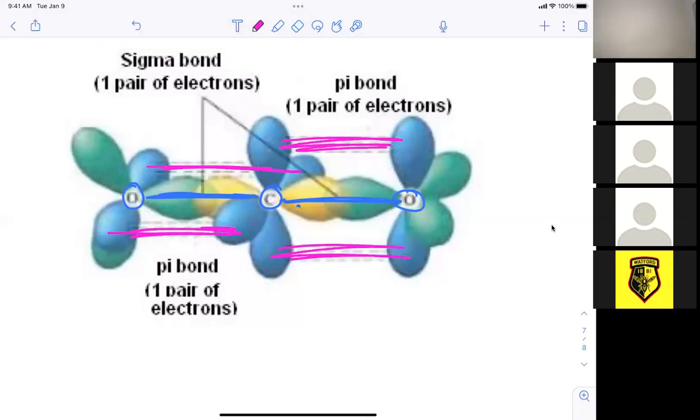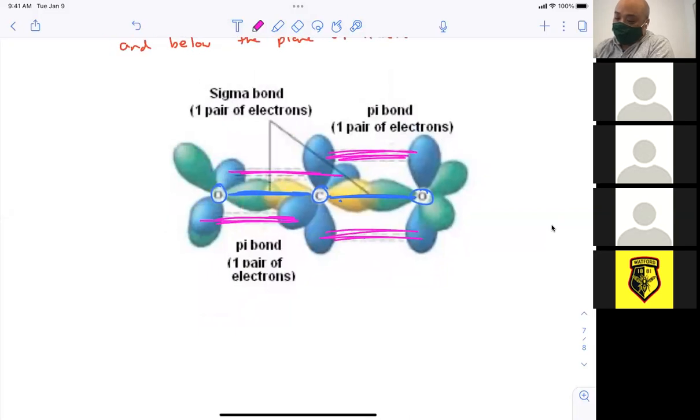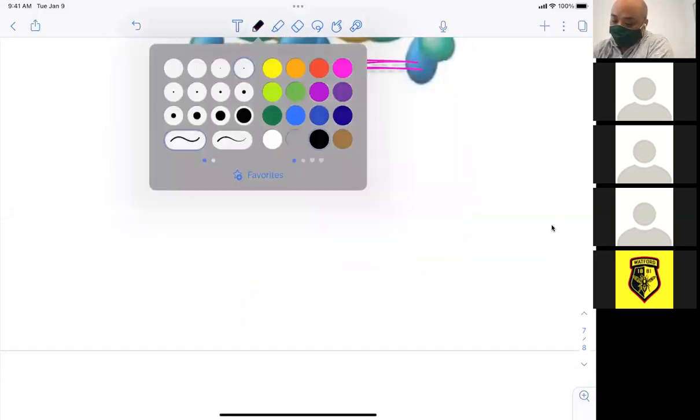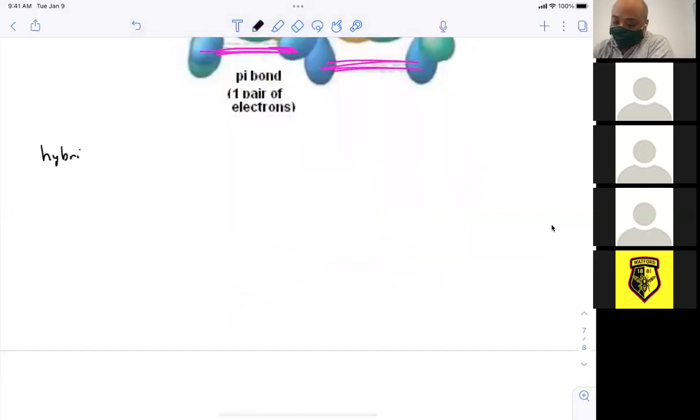Okay. So why are these sigma and pi bonds important? Because they help us explain something about shapes and our hybridization. Because the thing we haven't talked about yet is hybridization.